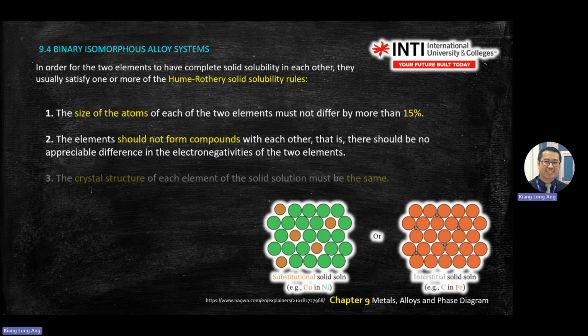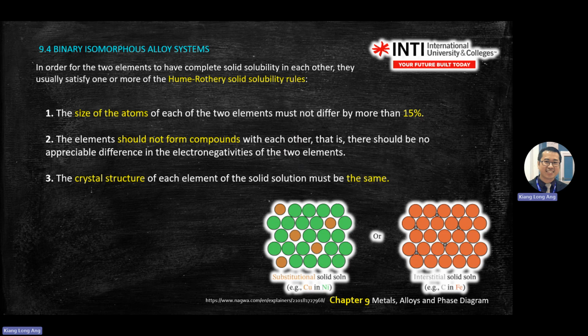Again, Hume-Rothery's rules, I repeat here again, are important. And chapter 9 is important for strengthening metals. What are the Hume-Rothery rules? First, the size must be within 15%. Second, the elements should not form a compound, meaning they cannot have a chemical reaction because of electronegativity. Like family 1 will usually try to find family 7 to form a stable compound. So it cannot be there. It must be the same family.